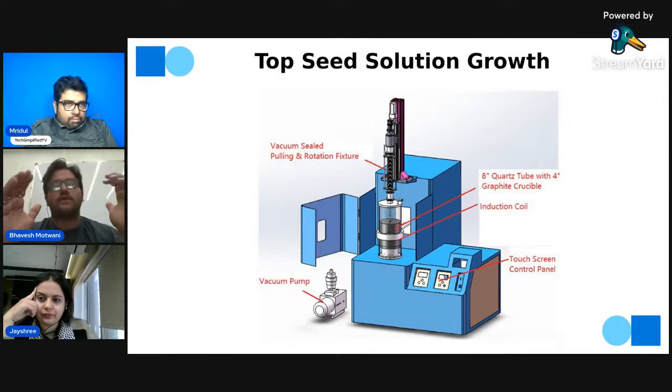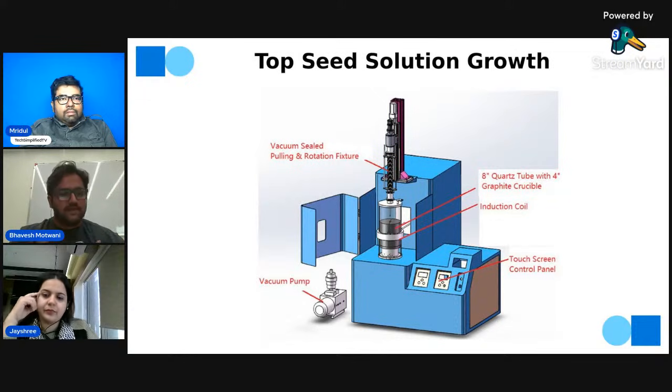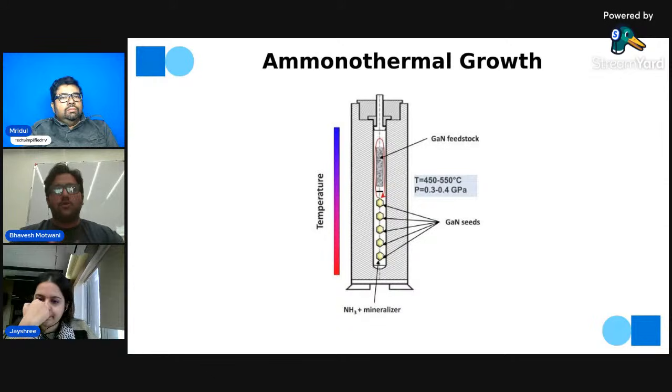So we need to maintain the amount of solution which we are adding with the ratio of the seed solution which we are introducing in it. So that's how top seed solution growth occurs. And now the ammonothermal growth.